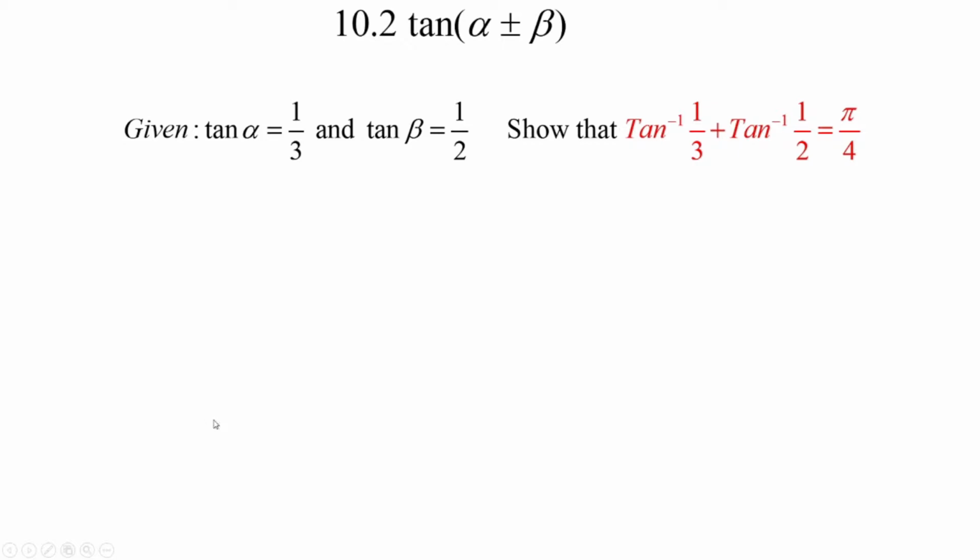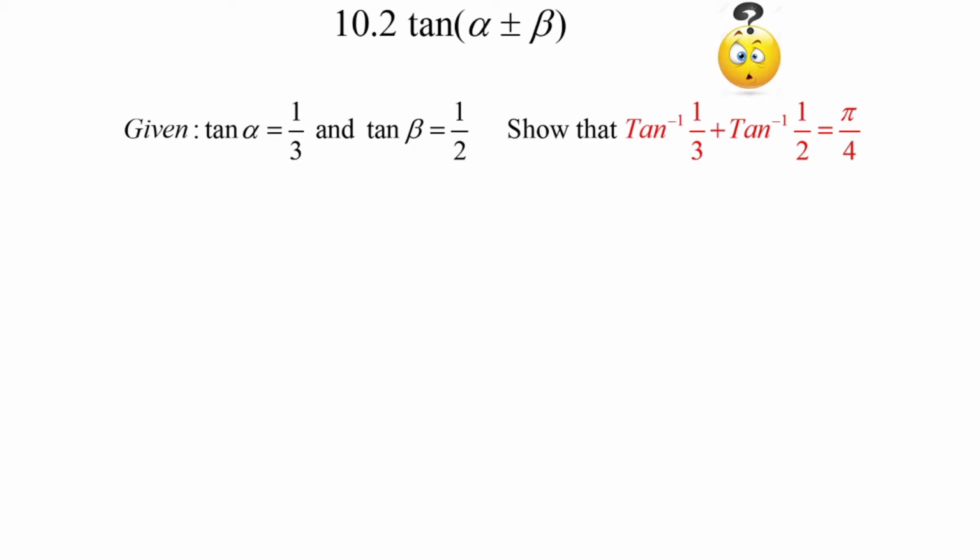Ooh, this looks interesting. Given tangent of alpha is 1/3 and tangent of beta is 1/2, show that inverse tangent of 1/3 plus inverse tangent of 1/2 equals pi/4. Wow, this is a pretty tough little proof right here. Well, let's think about this a second.